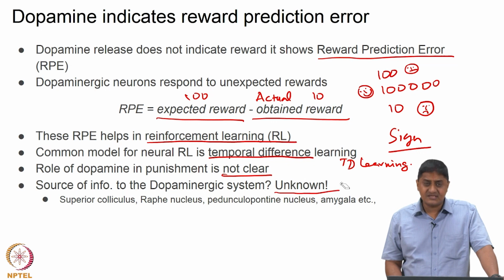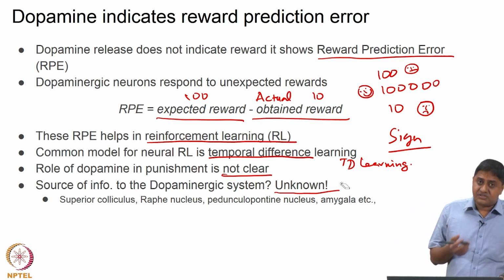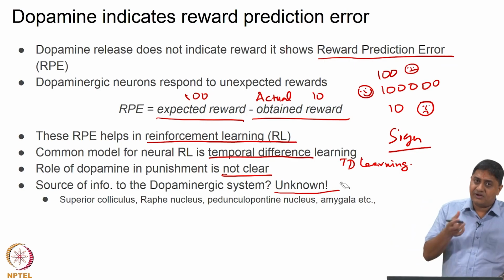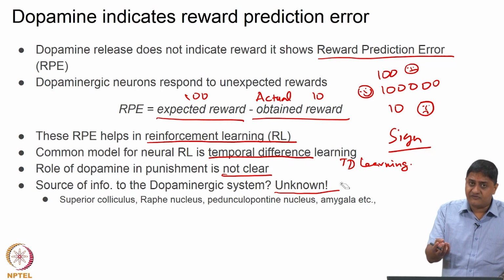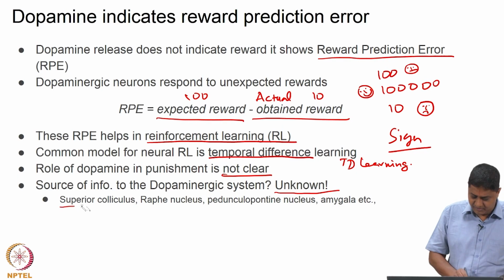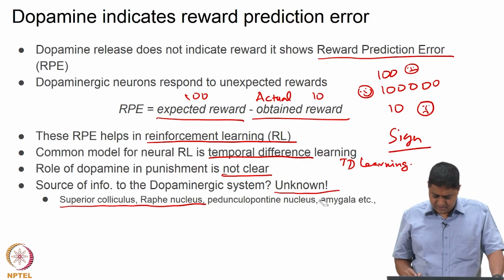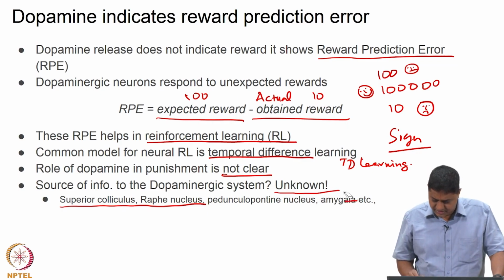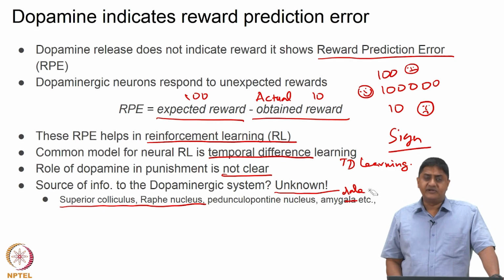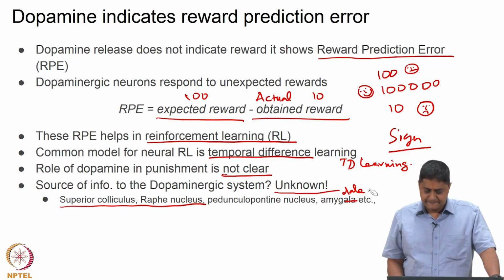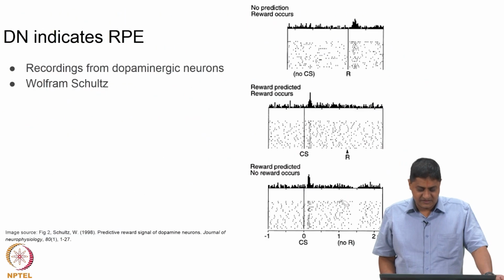There are speculations that the source of the information about the value of the reward is probably from multiple regions such as the raphe nucleus, pedunculopontine nucleus, amygdala, superior colliculus, etc., right. So, essentially the dopaminergic system responds to unexpected rewards, right.